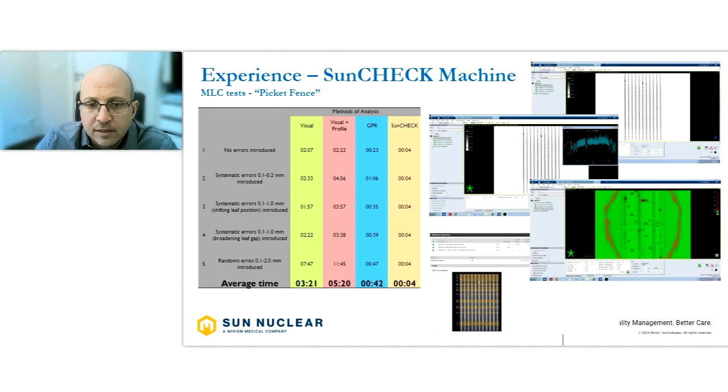Here I'm showing our preliminary results of analysis that we are developing in our department to compare the efficiency and sensitivity of different methods of picket fence analysis. We compare four ways of doing this analysis: visual only, visual plus profile analysis, gamma passing rate, and the SunCHECK platform. We are using 5 tests, 4 of them with introduced errors. And here is the time spent to perform the analysis.